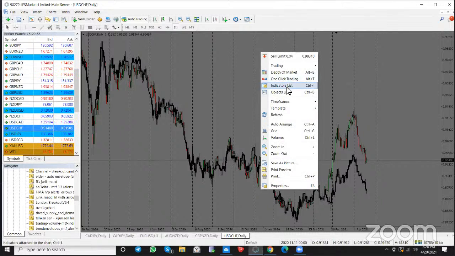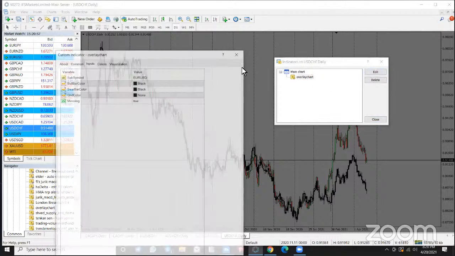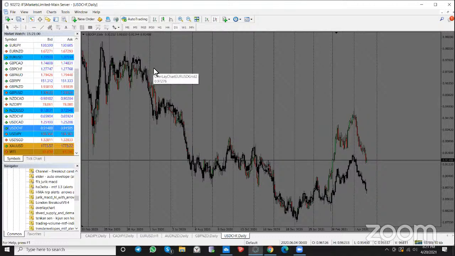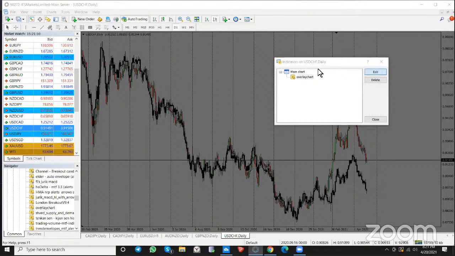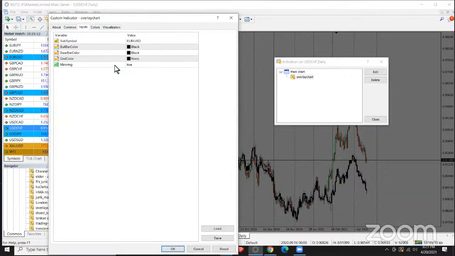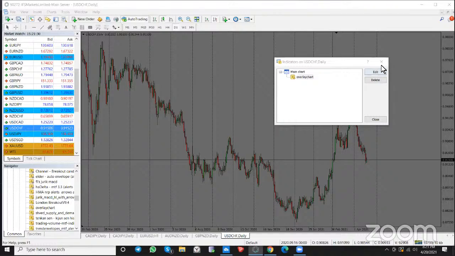For the dollar pairs, dollar Swiss, dollar CAD, dollar yen, you should overlay with euro dollar because there's no dollar dollar. Once you overlay with euro dollar, in the indicator there's a mirroring option. Because dollar something should be the inverse of euro dollar, change your mirroring to true instead of false. If it's false, it will be hard for you to check.